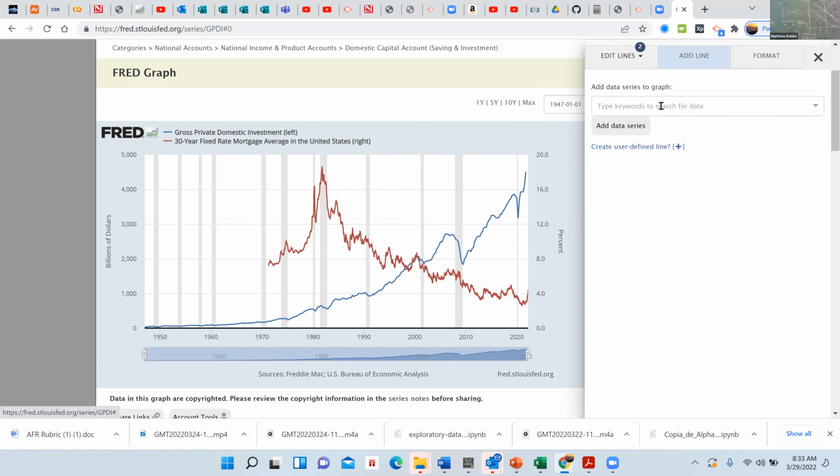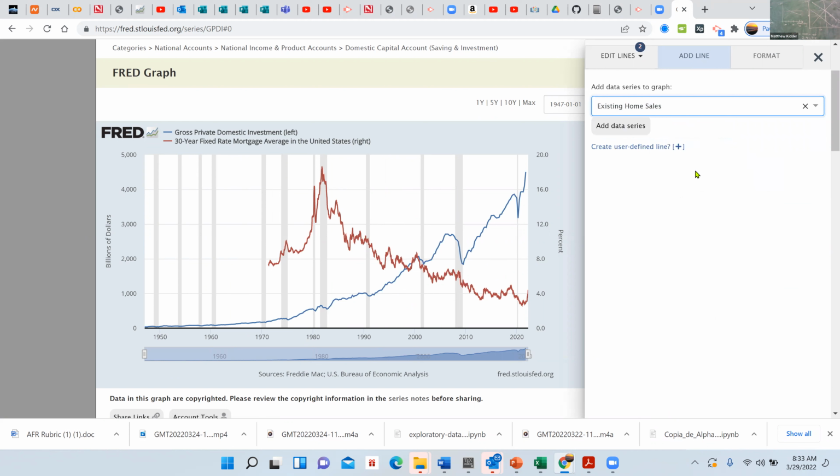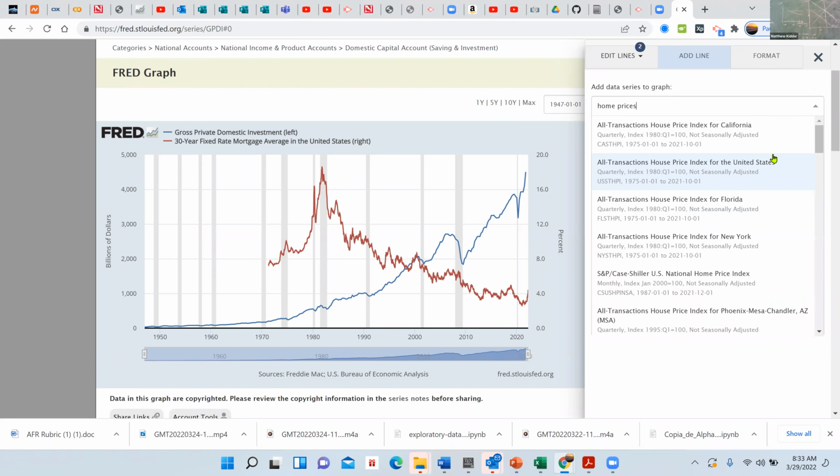Let's look at house sales, home sales, or home prices. Let's look at prices. Let's look at home prices. Let's look at the price index. So this is another price index for different geographies. We could look at California or the United States.